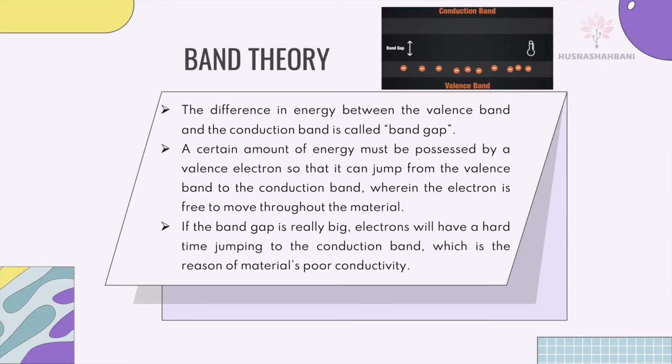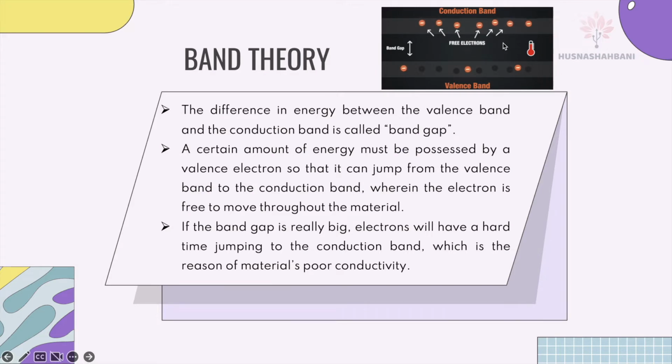Band theory. Band theory explains the difference in energy between the valence band and the conduction band, which is called the band gap. So this is the space of the band gap between the valence band and the conduction band. A certain amount of energy must be possessed by a valence electron so that it can jump from the valence band to the conduction band, wherein the electron is free to move throughout the material, for example, a solid material.